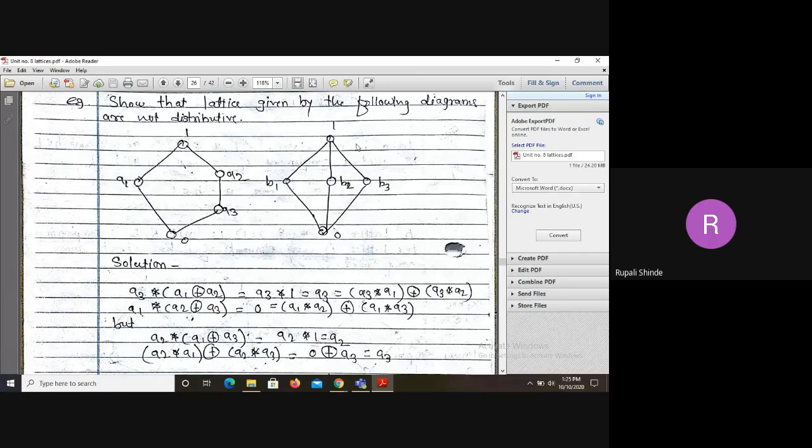In the question itself, they have said that these are not distributive lattices. Okay, that is fine. But we have to find the reason why these are not distributive lattices. Because when they ask you a question like this, you have to give this explanation. Then only you will get 4 marks.